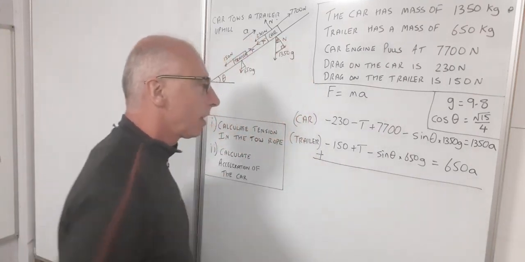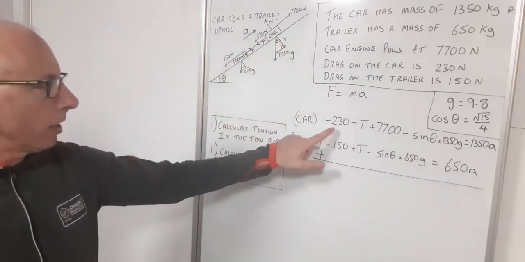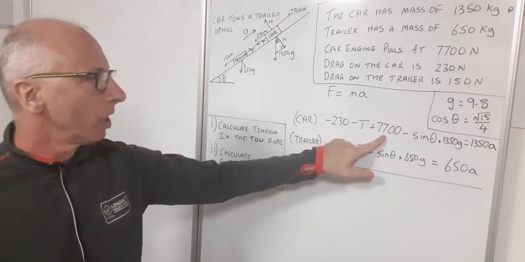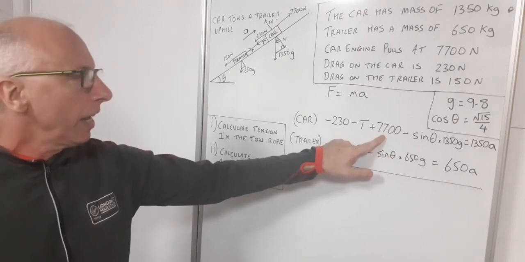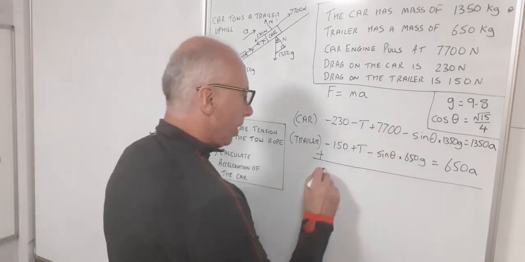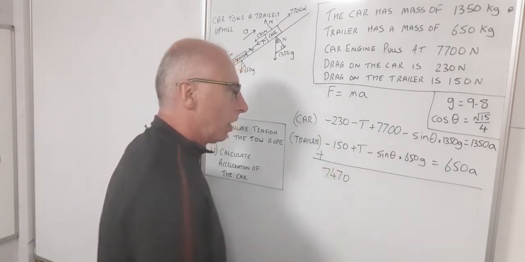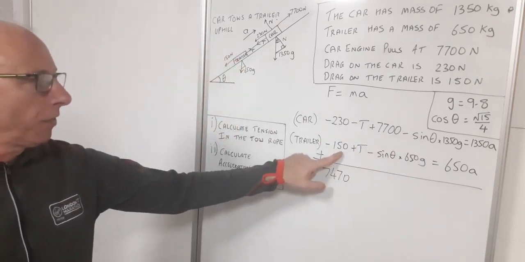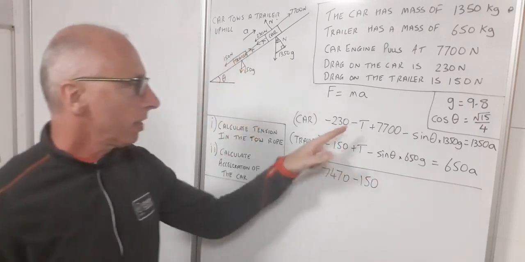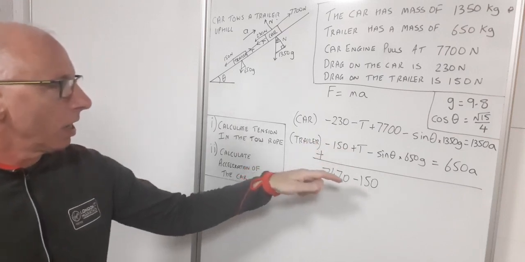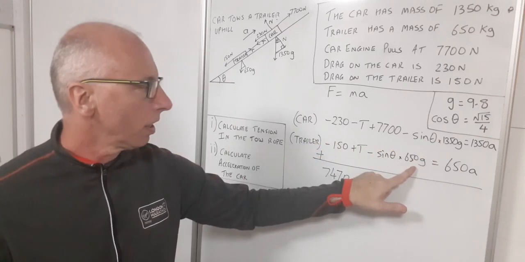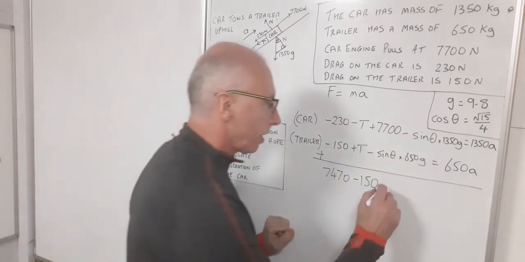So add, I'll put a big add sign. Right, minus 230 plus 7,700, that gives me 7470. So I've got 7470. And here I've got minus 150. So I'll do minus 150. T's cancel out. That's great news. And then I've got these sine thetas with 1350 and 650.